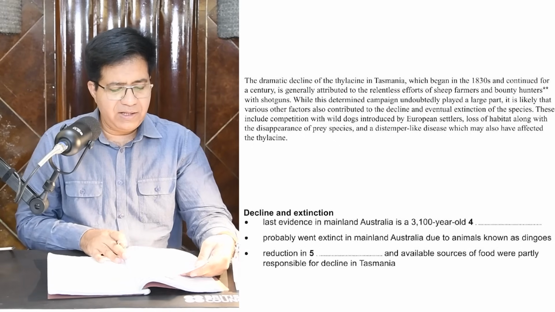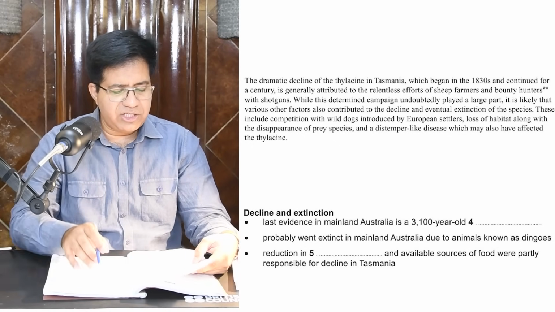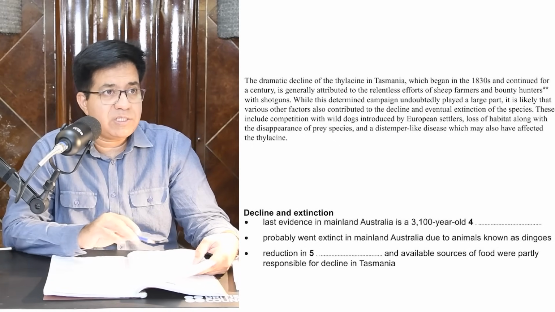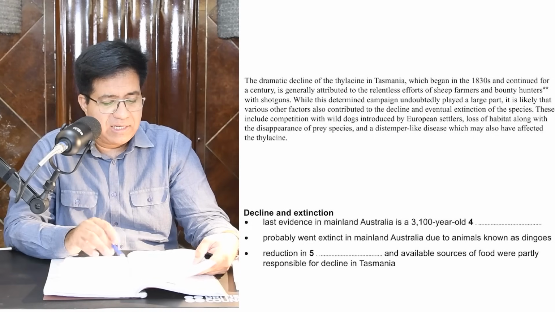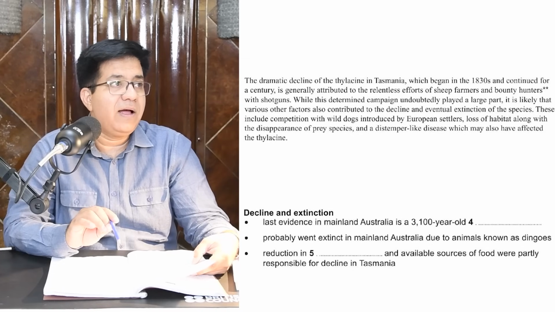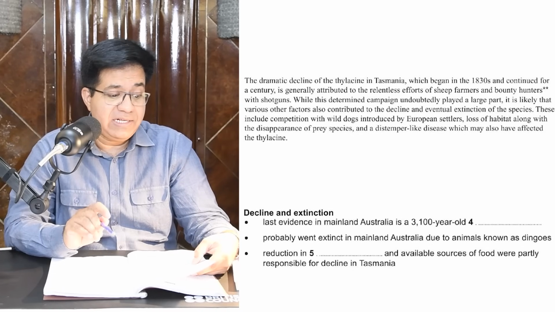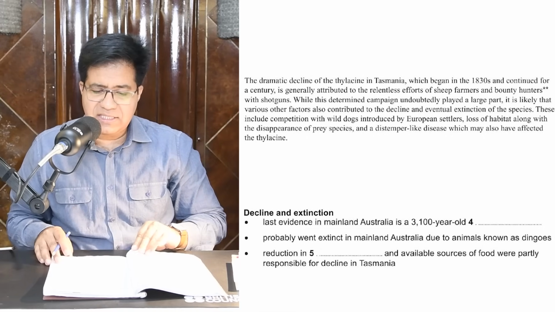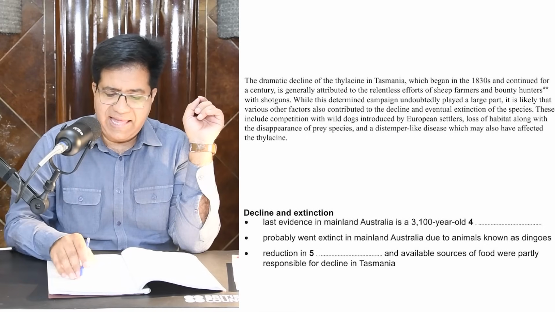So we come back. Question is reduction in dash and available sources. Available sources means prey species and all that of food were partly responsible for decline in Tasmania. Habitat. Well done. Reduction in habitat. Correct answer is habitat.